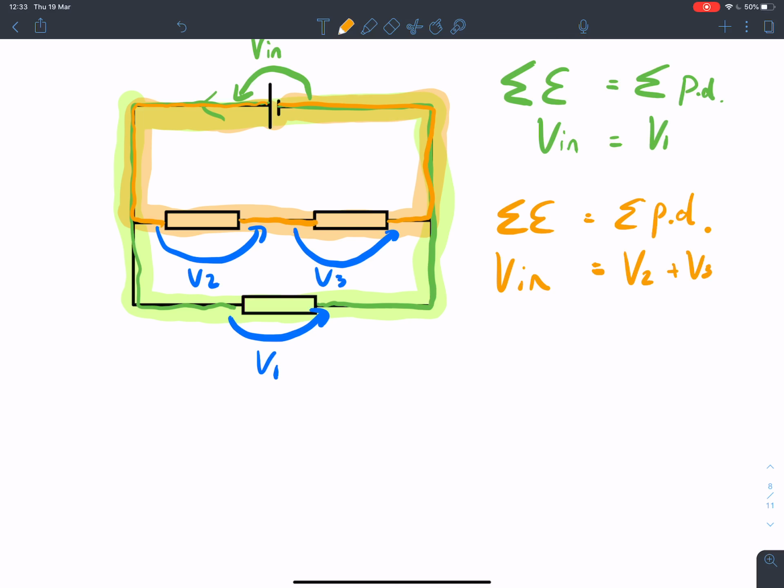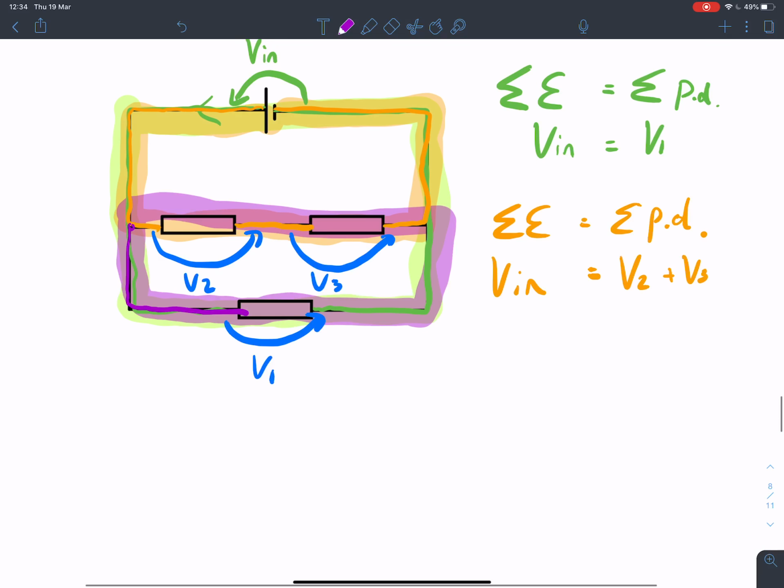Okay, we're not done yet. There's a third closed loop we can look at. I'll do this in purple. This bottom loop here, we can also apply Kirchhoff's voltage law to. We'll go around it in the same direction, and we'll start here this time. Going around anti-clockwise, in this case, we're going to have 0 EMFs. So let's put 0 there, equals. Here, I've got V1.